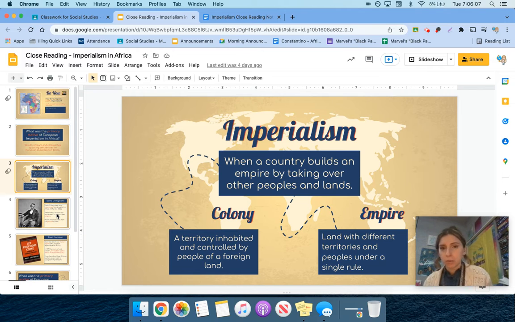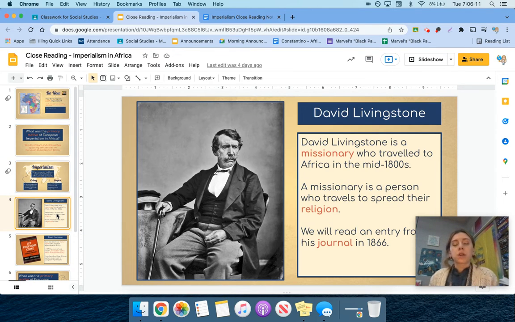So I told you you're going to read two perspectives today. Here's your first one. The first perspective you're going to read about is David Livingstone's. Now, David Livingstone is a missionary who traveled to Africa in the mid 1800s. You need to know that a missionary is someone who travels to spread their religion. David Livingstone is traveling to spread Christianity. You're going to read an excerpt from his journal in 1866 today.